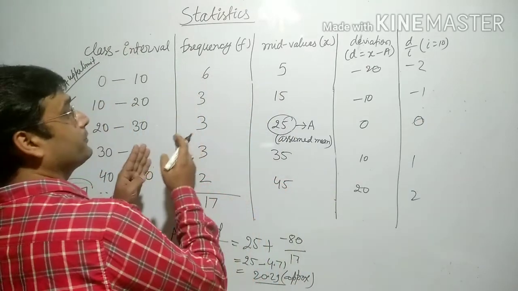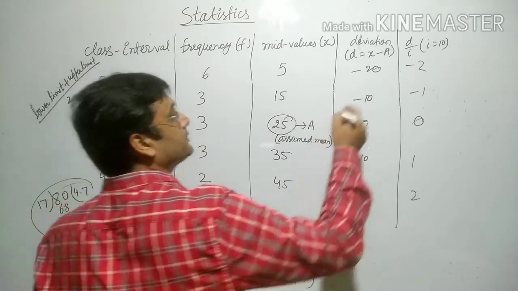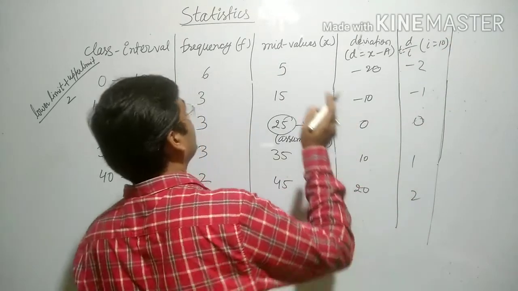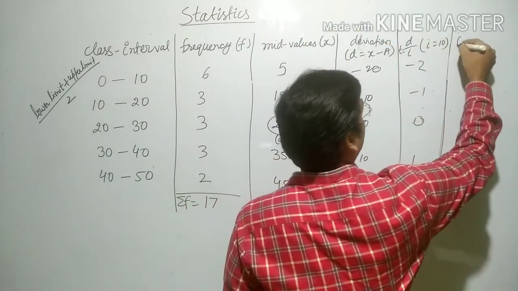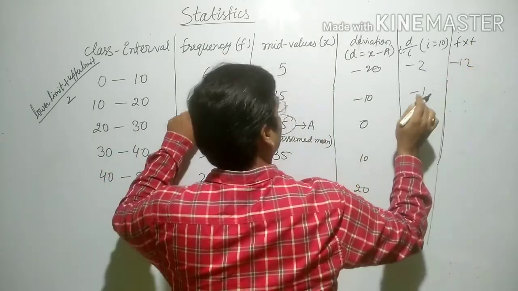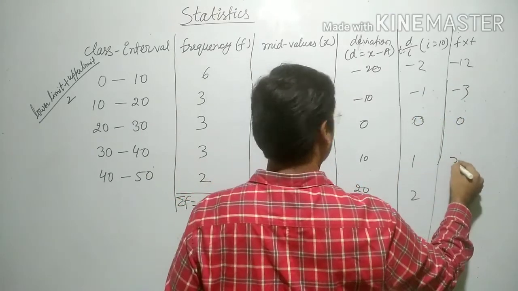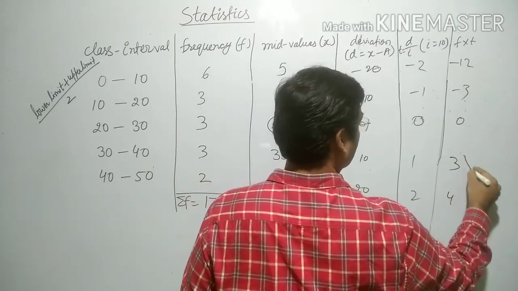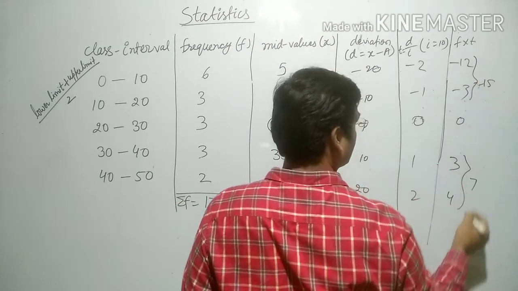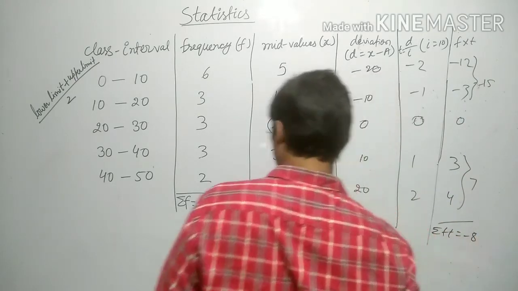Now we have to multiply with frequency. So this f will be multiplied by d by i. That means we will call it t. Now we will multiply this f with this t. So f multiplied by t will be minus 12, minus 3, 0, 3, 4. So 7 here, minus 15. So finally we will get sigma ft is equal to minus 8.